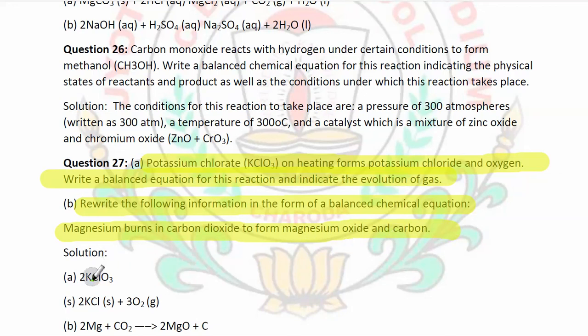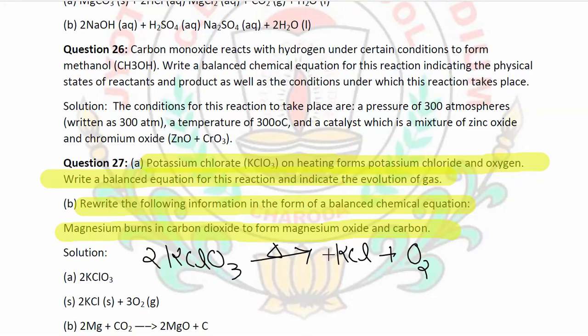Okay, so here when we are writing that potassium chlorate is heated to form potassium chloride and oxygen. Okay, so in order to balance it, what we will do, we will take 2 KClO3. Okay, so 2 KCl will be released out here and 3 O2 will be released out here. Okay, so this will be the chemically balanced equation here.